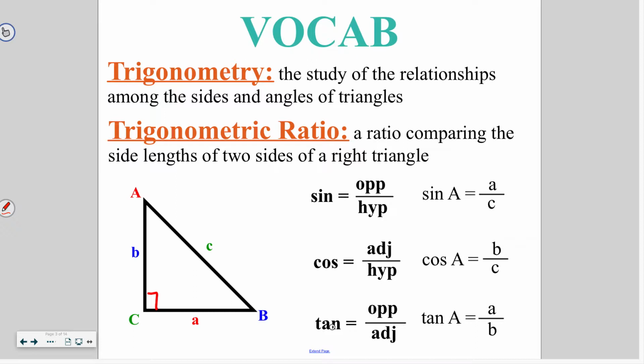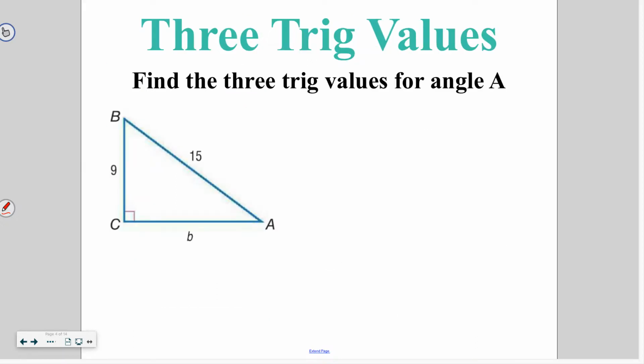Last one is tangent. That stands for opposite over the adjacent. So if we're looking at the tangent of A, we want the value opposite of angle A, which is A, and the value adjacent to A, which is B. So tangent of A is A over B. You could go through and find the sine, cosine, and tangent of both angles B and C. And that is what we are going to start with.